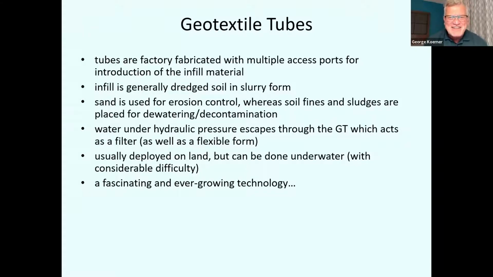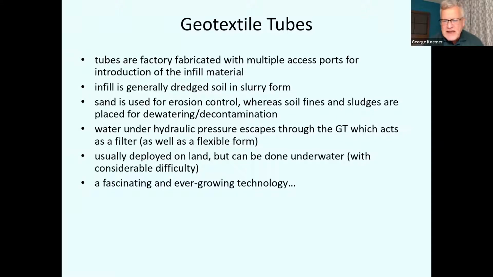The geotextile tubes are factory fabricated. They have multiple access points where you can introduce an infill. The infill is typically dredged in, whether it be a sand or silty material. Sand is typically used for erosion control, whereas fine grain materials and even sludges can be placed, but they have to be dewatered within the geotextile tube. Water under hydraulic pressure escapes from the geotextile, which is acting as a filter and a flexible form, and has a dual function.